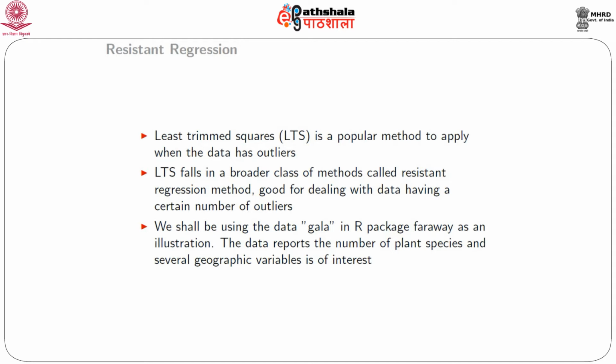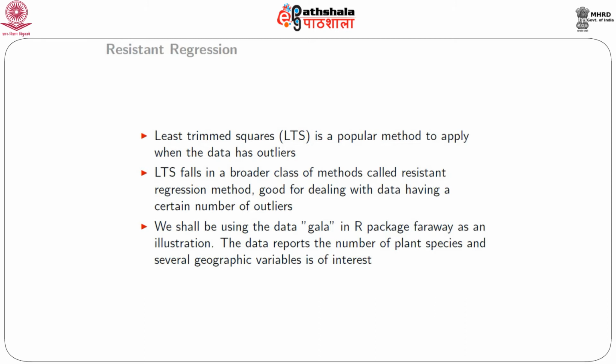Now, to apply the resistant method, we would be using a data set called gala. This data set is in the library faraway. So, the first thing that we do is load the library faraway, and once we load it, we would be using the data gala. Question mark gala would give us the description, and as per the description, the data contains 7 variables of 30 Galapagos islands, and the variables are the number of plant species and several geographic variables.